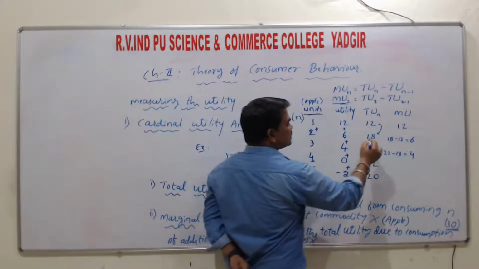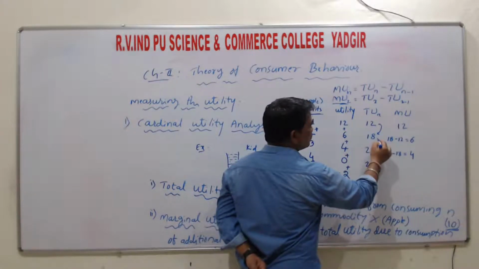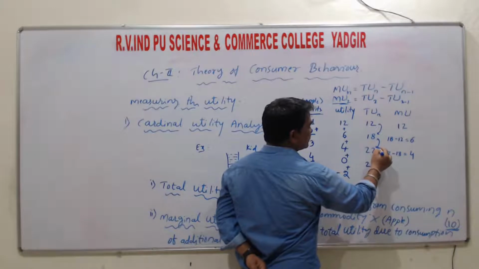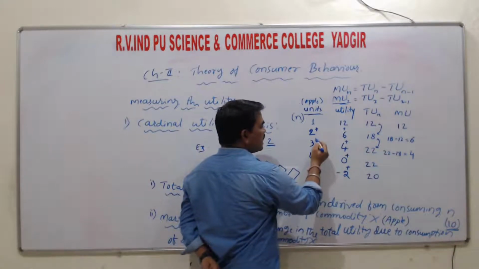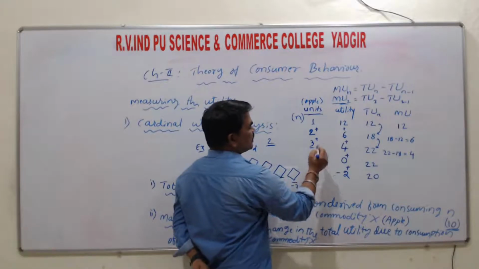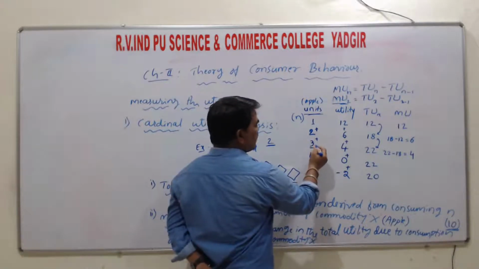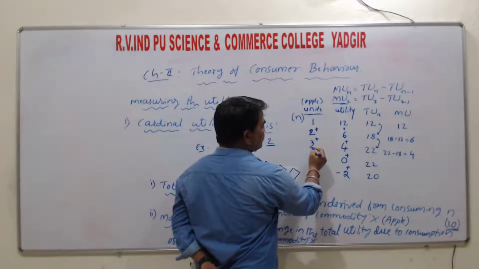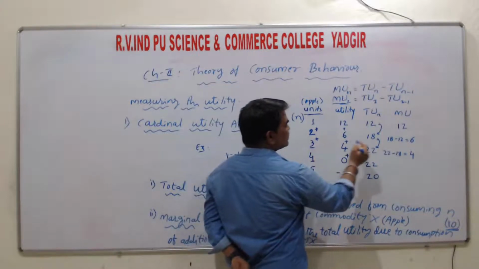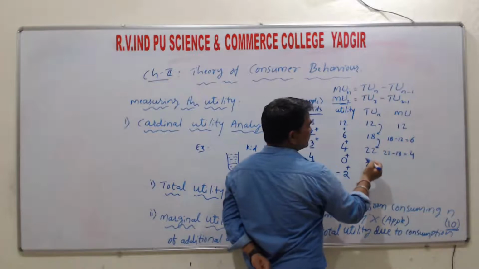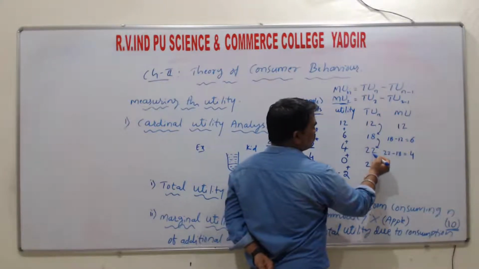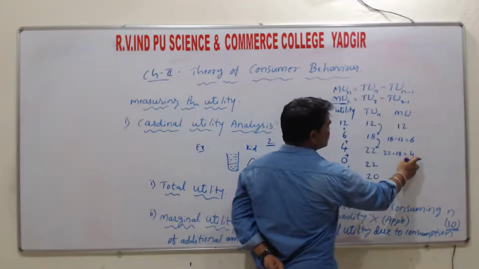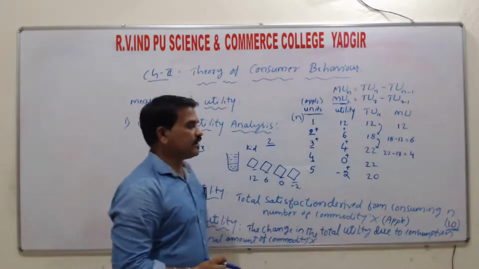So we can say the change in the total utility, when the additional consumption of an additional commodity, from 2 to 3, if I eat an additional apple from 2 to 3, then what is the change in my total utility? From 18 to 22. So that gives me 4. This is my marginal utility.